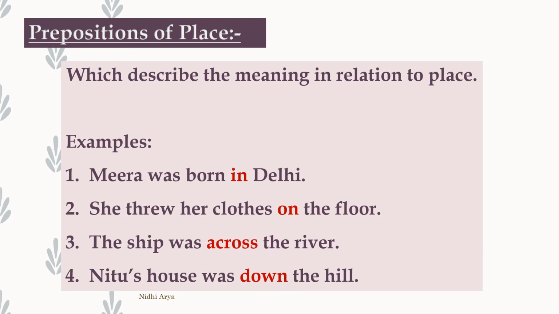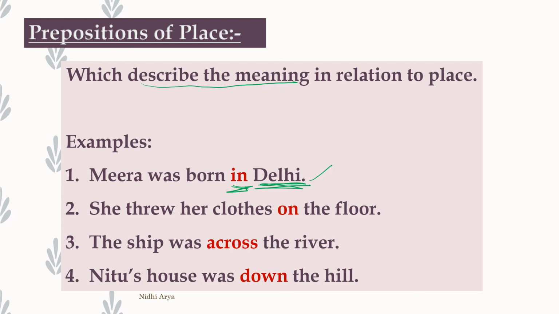Prepositions of place describe the meaning in relation to place. जैसे time में था, they describe the meaning in relation to time. In prepositions of place, they describe the meaning in relation to place. So example, Meera was born in Delhi. So Delhi is a place. So the preposition in this sentence is the preposition of place.